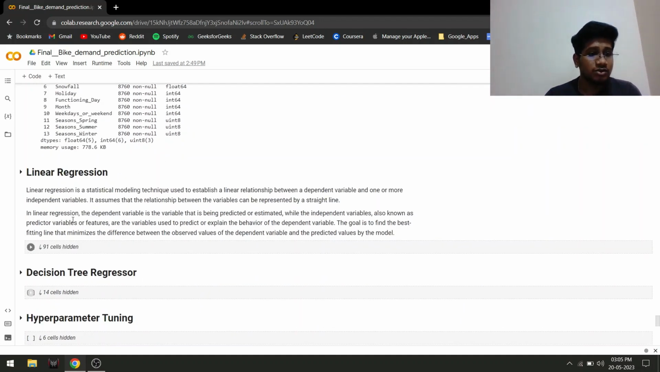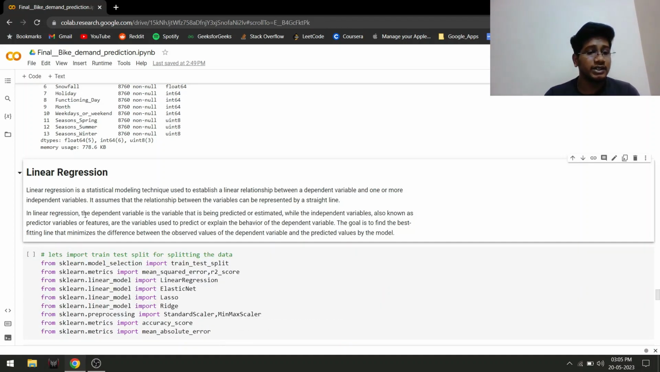So what is linear regression? Linear regression is a statistical modeling technique used to establish a linear relationship between a dependent variable and one or more independent variables. It assumes that the relation between variables can be represented by a straight line. In linear regression, the dependent variable is the variable that is being predicted or estimated, while the independent variables, also known as predictor variables or features, are variables used to predict or explain the behavior of the dependent variable. The goal is to find the best fitting line that minimizes the difference between observed values of the dependent variable and predicted values of the model.